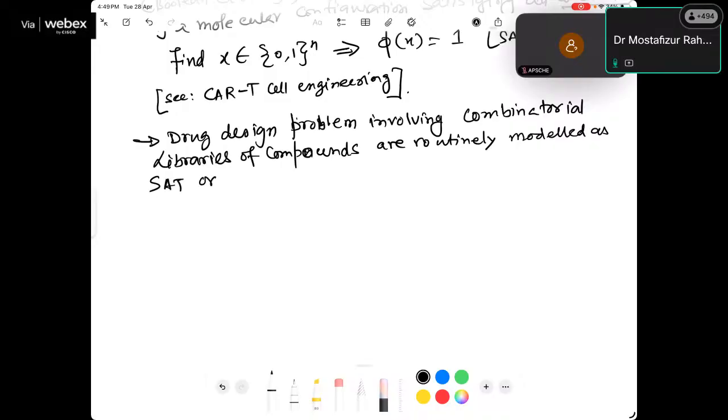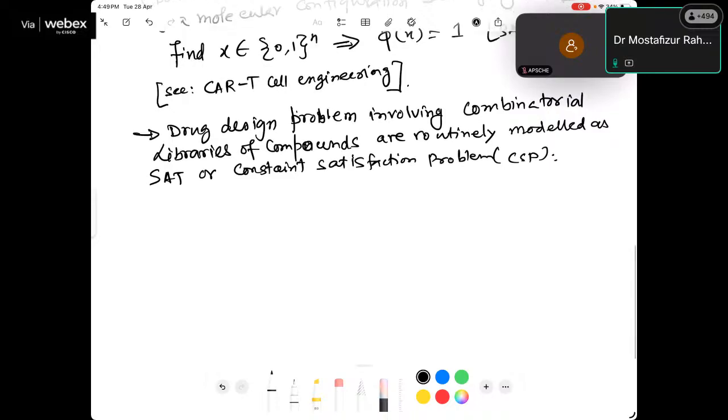Or there is another way of defining the problem which I am not covering, that is called the constraint satisfaction problem. So it is known as the CSP problem. Either of these ways. Now, in whatever way you write the problem, what is the complexity to solve a drug design case?